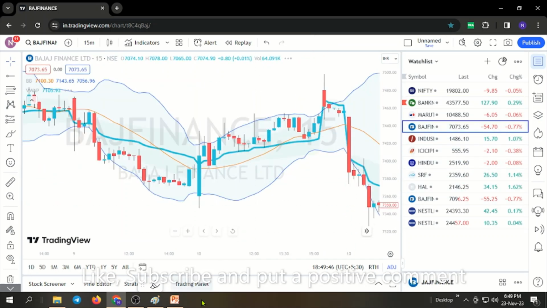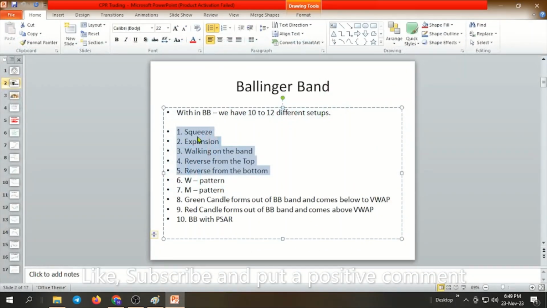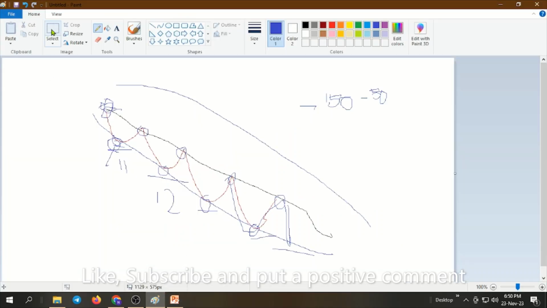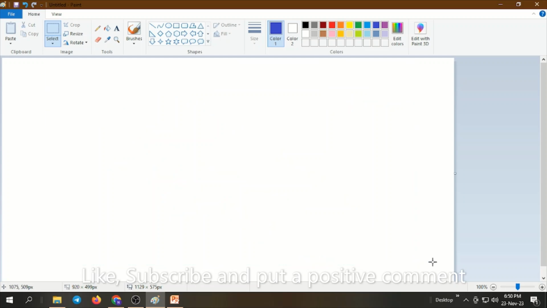So now we worked on squeeze, expansion, reverse from the top, reverse from the bottom. We need to see now a walking on the bands kind of trading strategy. Walking on the band could be good if you identified it correctly.